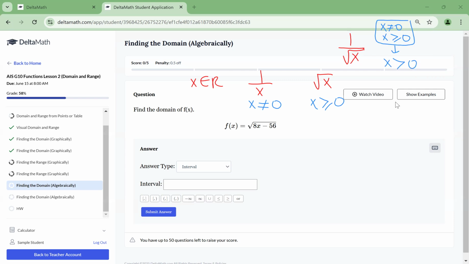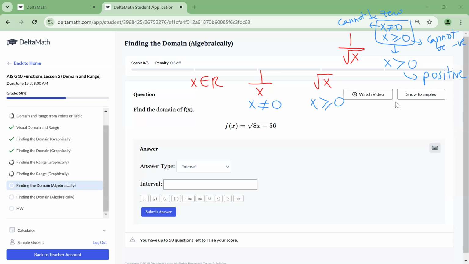In other words, this tells us it cannot be 0. This here tells us that it cannot be negative. So if it cannot be 0 and it cannot be negative, then it must only be positive numbers. So not 0 and not negative. So in this case, it has to be a positive number.